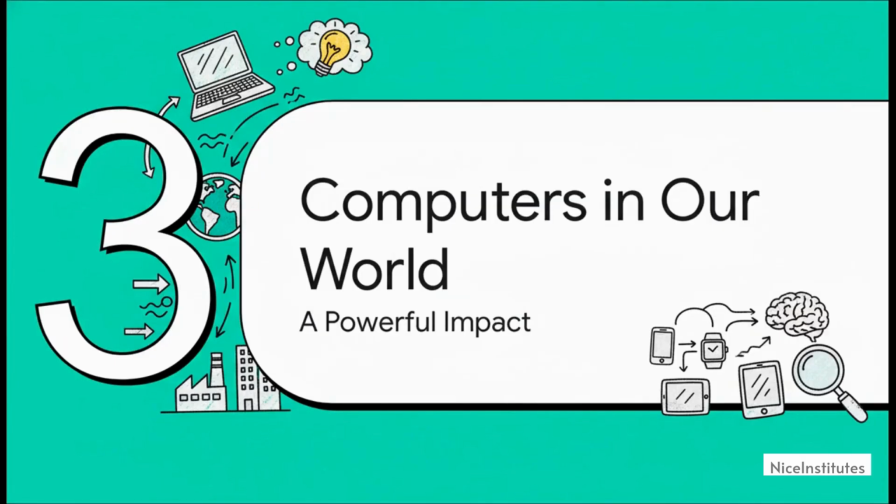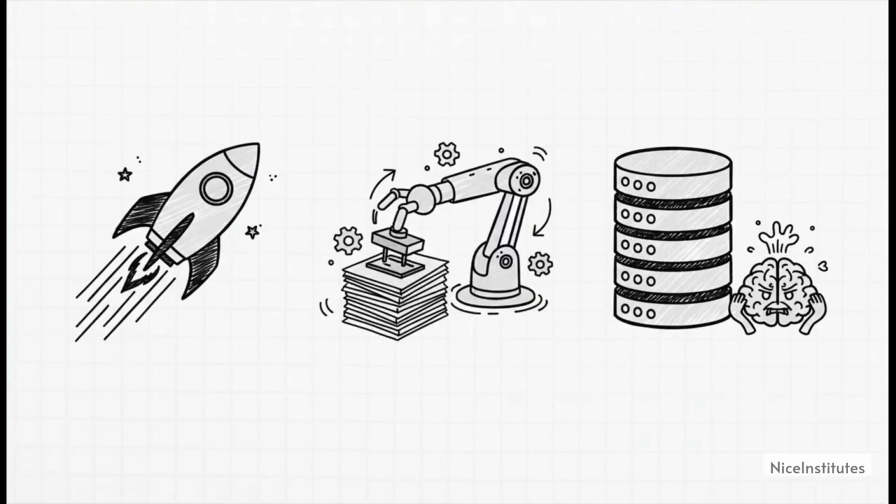Okay, so we've been looking under the hood at the how. Now let's zoom back out and look at the why. Why are these machines so important? I mean, what has their impact on our world really been? The computer's advantage really boils down to 3 superpowers. First, incredible, almost unimaginable speed. Second, the ability to automate repetitive tasks perfectly every single time. And third, the power to process and store amounts of information that would just completely overwhelm any human brain. It's that combination that has totally changed the game.